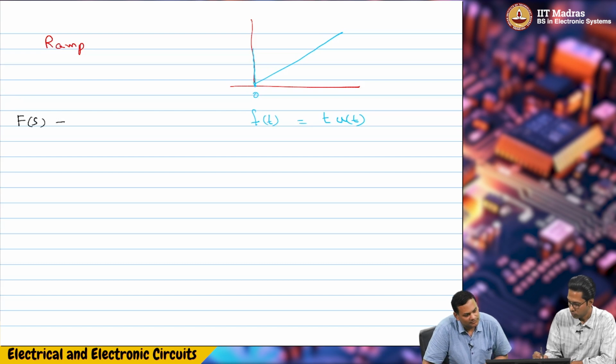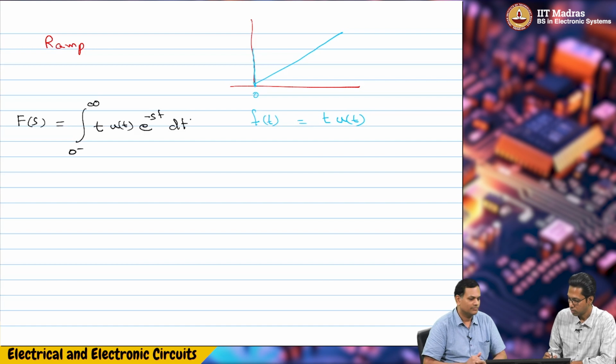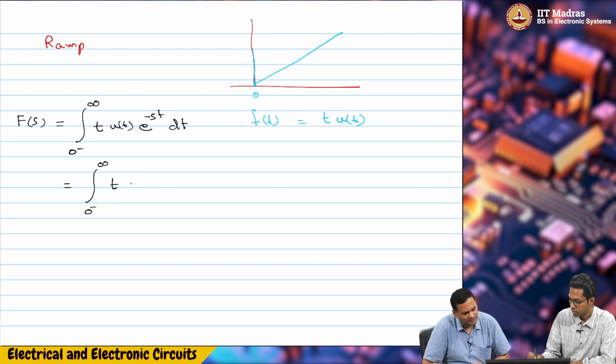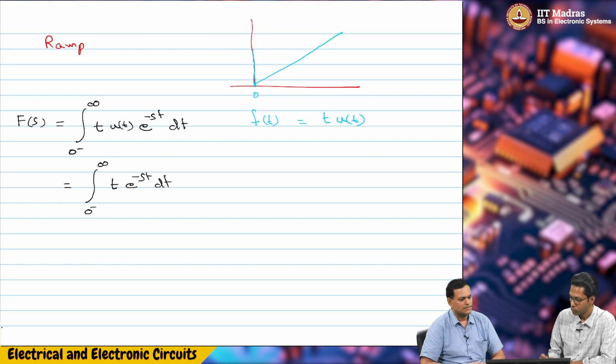So we want the F of s for this. It is 0 to infinity t u of t e power minus st dt. I think u of t is just 1, no? Yeah, from 0 to infinity, so we can make it 1. So it is t e power minus st dt. Yes. This is somewhat familiar.